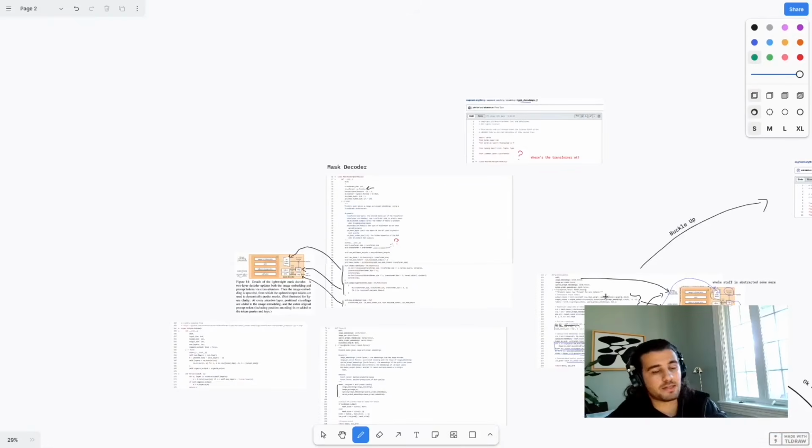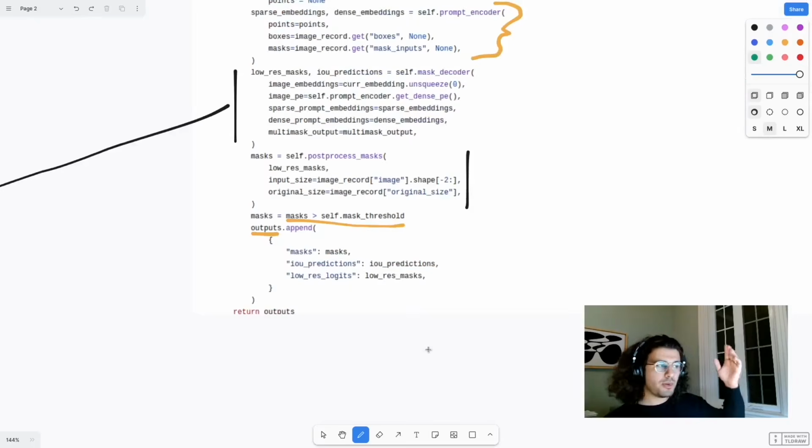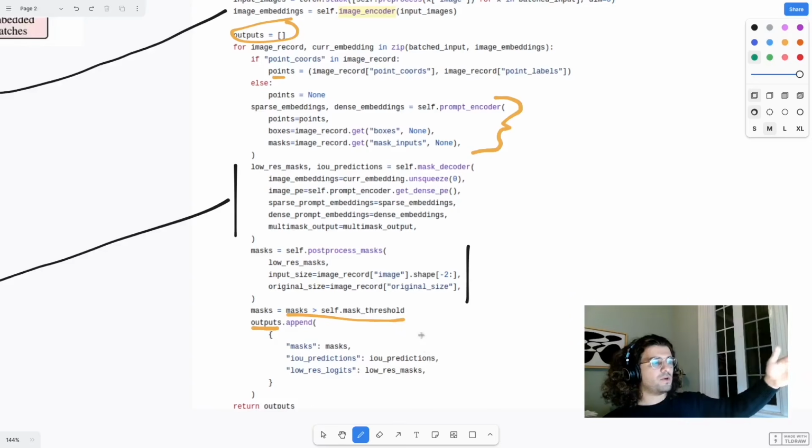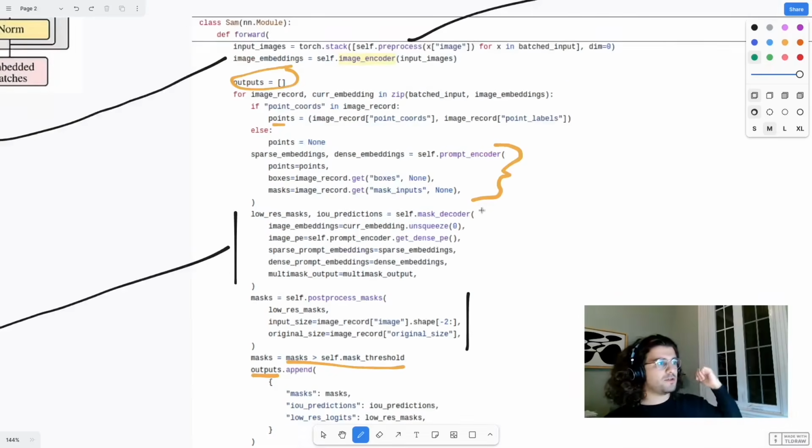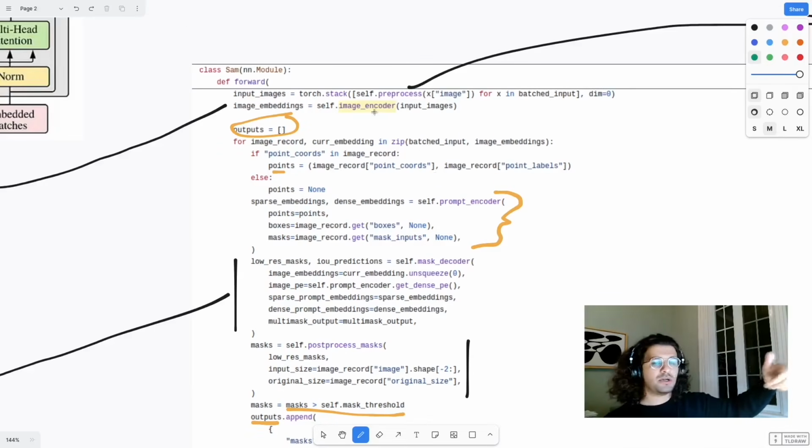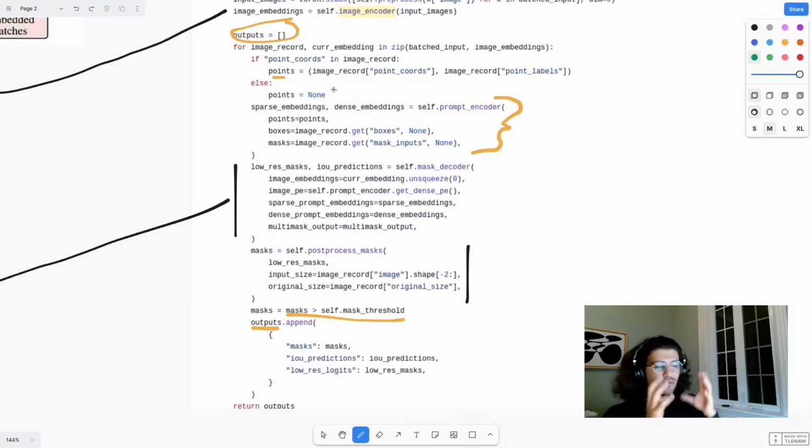Anyway, that's the mask decoder. So now if we come back all the way up to SAM, when we do mask decoder, we did all of this stuff. When we do prompt encoder, we did all the stuff that we saw. And then when we do image encoder, we did the ViT stuff that we saw. And we just compose all of this together and then we shoot it back to the output.